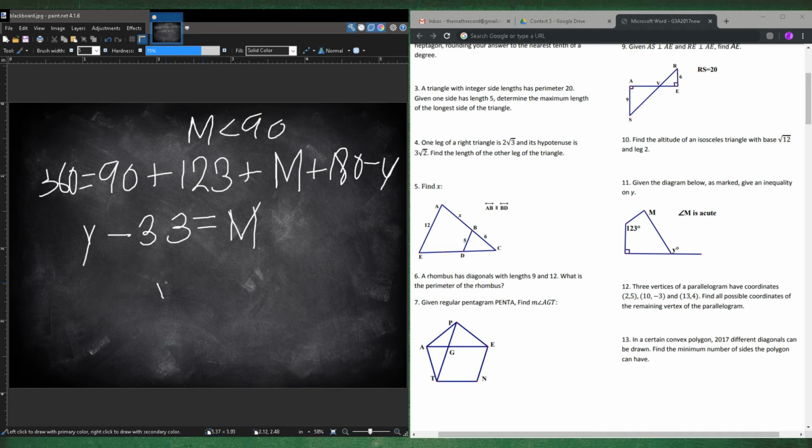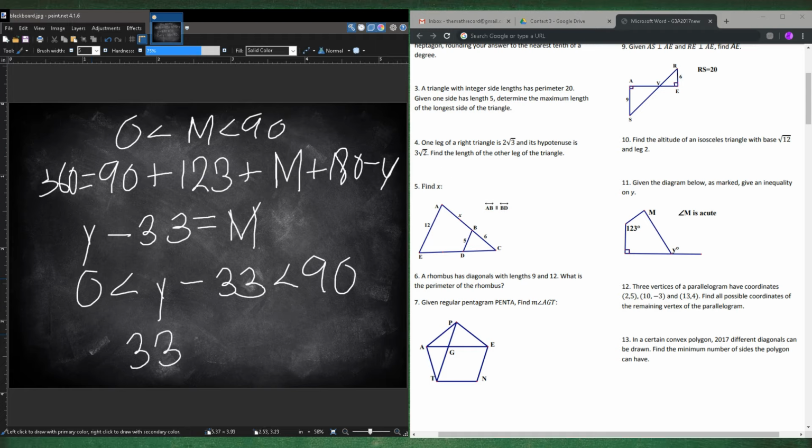So plugging that in, y minus 33 has to be less than 90 degrees. And since this acute angle has to be between 0 and 90, it has to be greater than 0. And you add 33 to both sides, so y is between 33 degrees and 127 degrees.